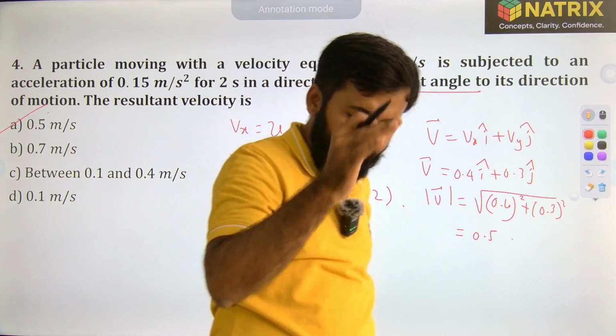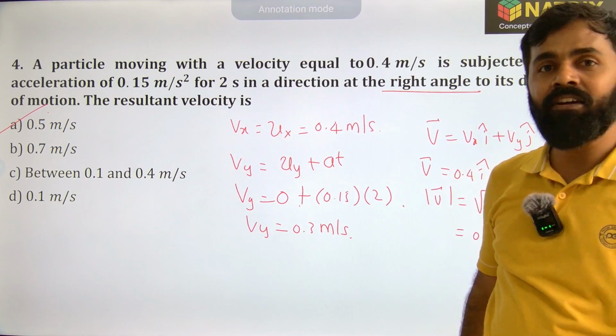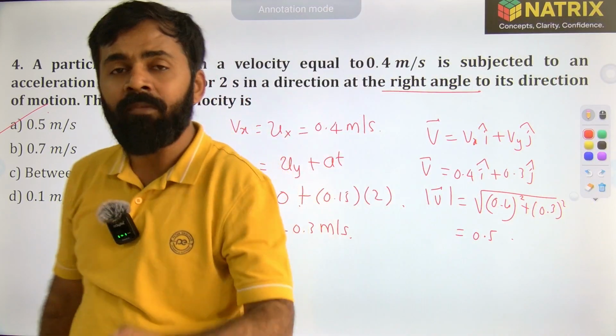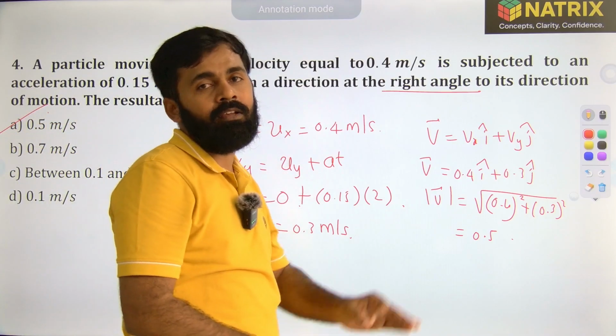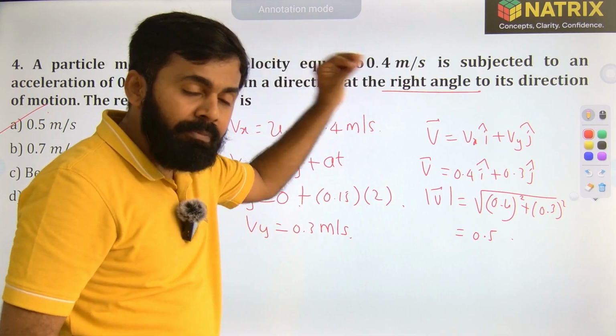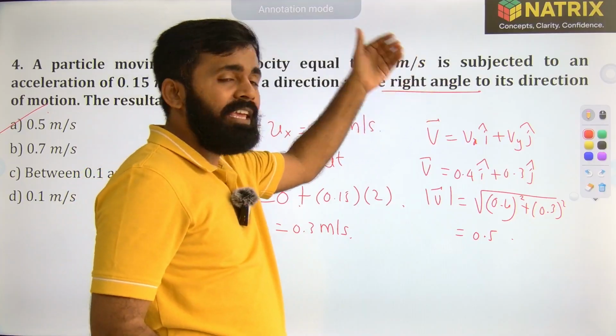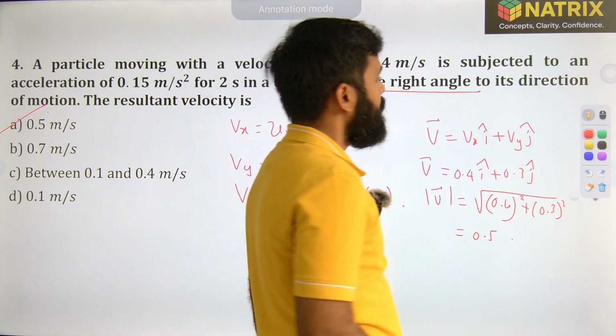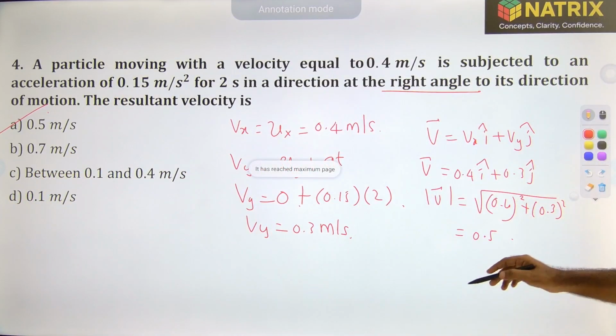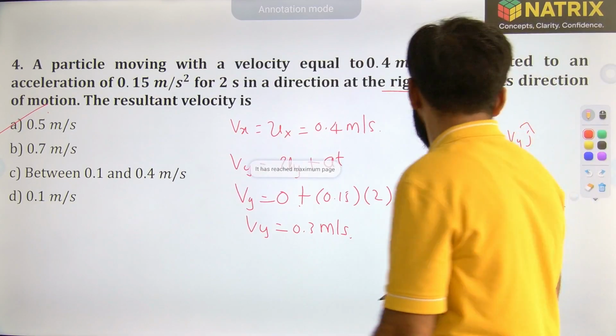So when you are reading the question, when you are solving the question, it is very important that you focus on the terminologies. Right angle is important here. Right. So that's the fourth one. So now let's go to the fifth one.